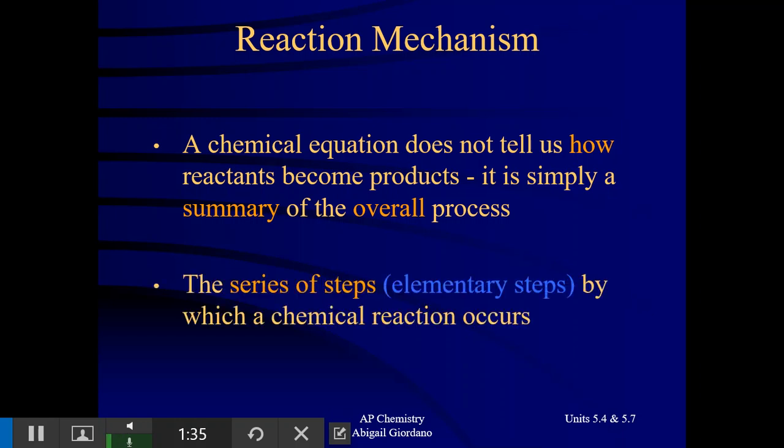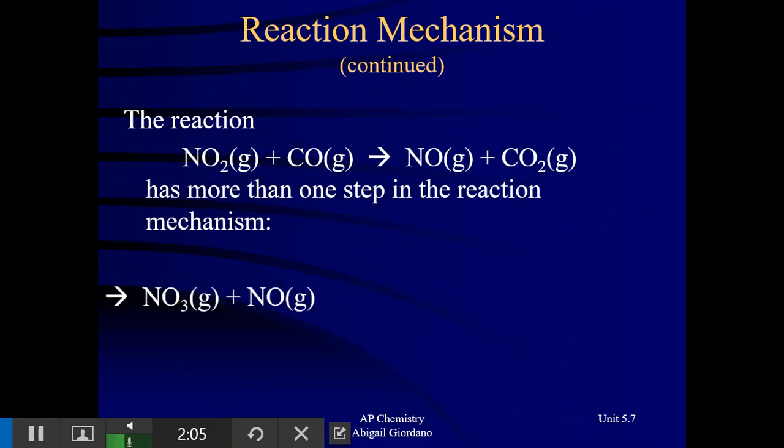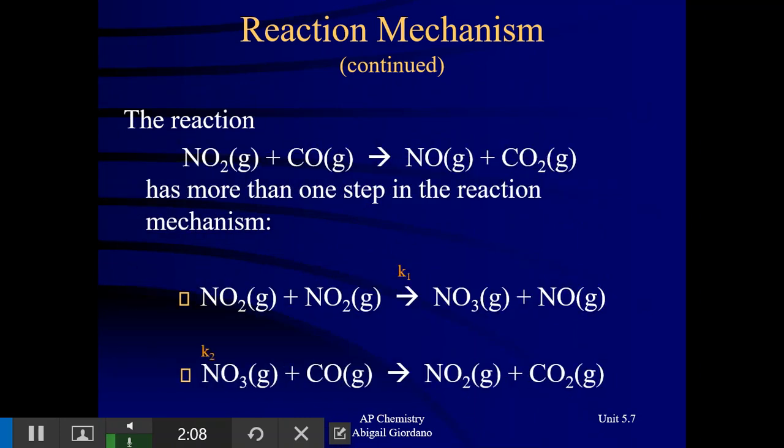Those mini steps are called elementary steps or elementary reactions. They're smaller reactions that, when we put a series of elementary steps together, give us a fuller picture of how a total reaction plays out. And that list of the elementary steps is called a reaction mechanism. So let's look at what a reaction mechanism might look like.